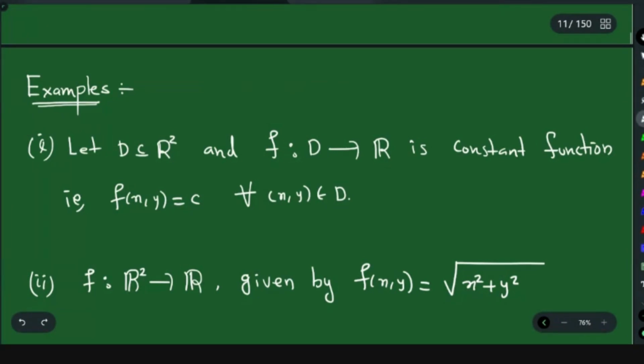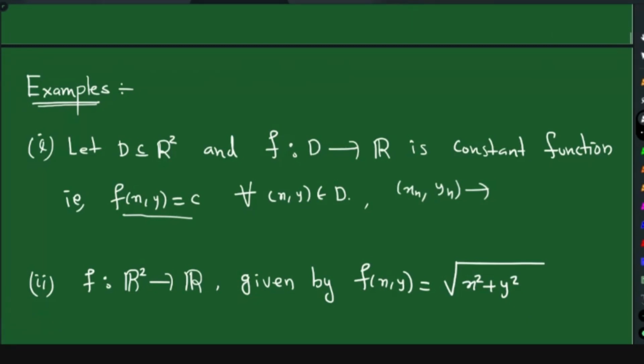This one is a constant function. f from some D subset of R² to R, f(x, y) = c for all (x, y) belonging to D. You can easily observe that this function is continuous, right? If you want to check using the definition, you take an arbitrary sequence (xn, yn) and assume that it converges to some point (x0, y0), where (x0, y0) is an arbitrary point.